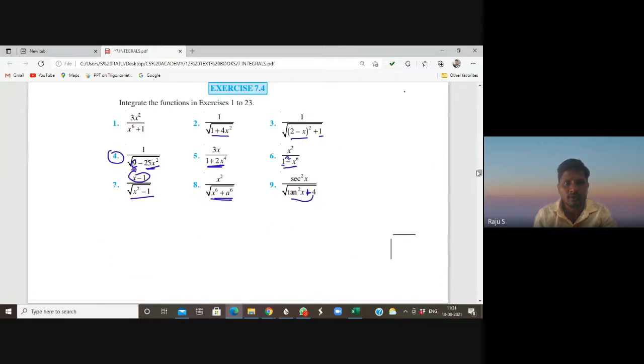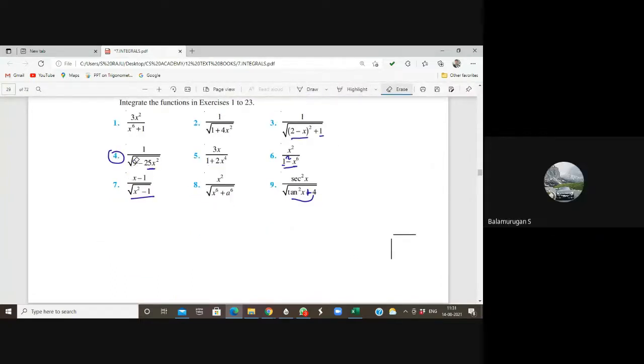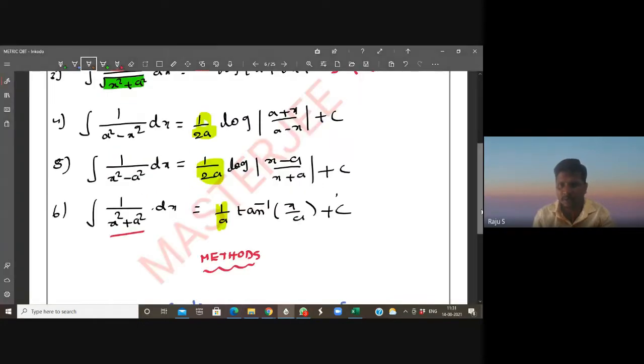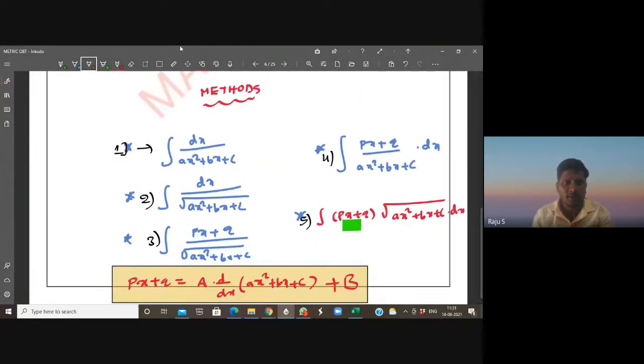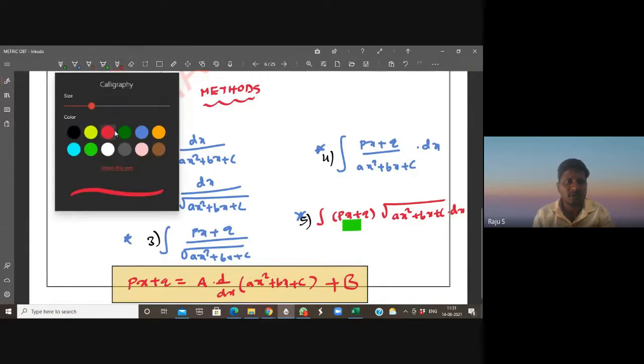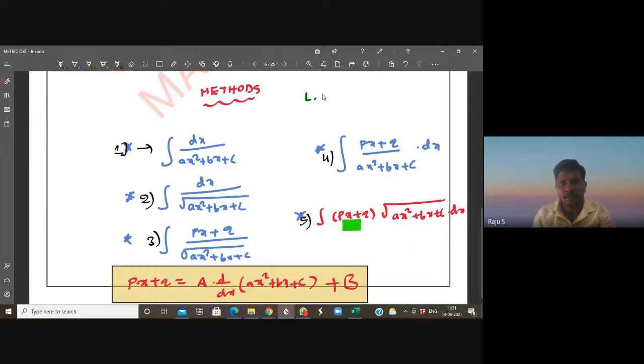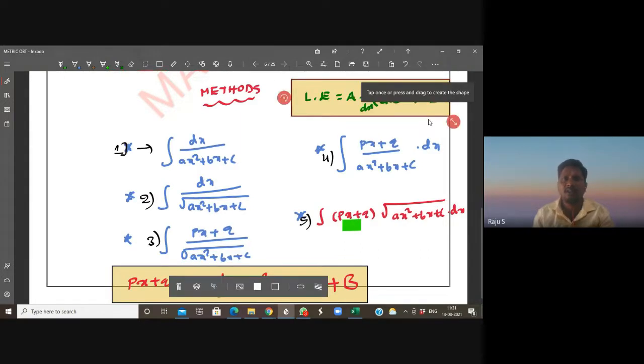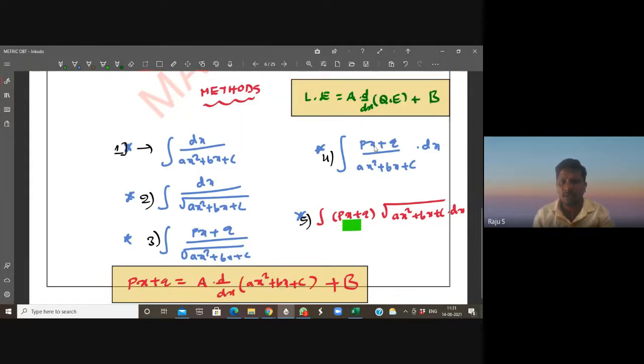Sir, can you tell the last formula that you've written on the slides? Yeah, just simply remember the formula, same formula I will write here. Linear expression is equal to A into d by dx of a quadratic expression plus B. Either you can remember this one or simply remember: linear expression px plus q is equal to A into d by dx of quadratic expression plus B.